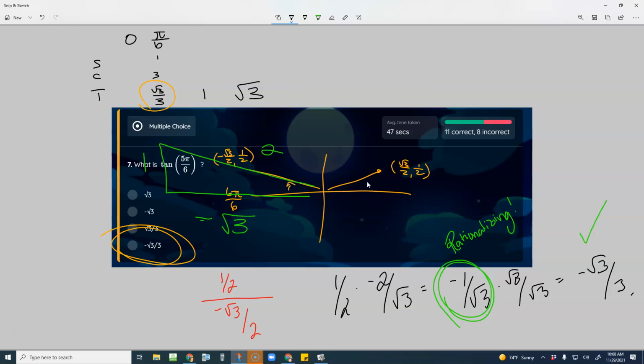Any other questions about how to get to negative root 3 over 3? Your way? A way? All the ways? Okay.